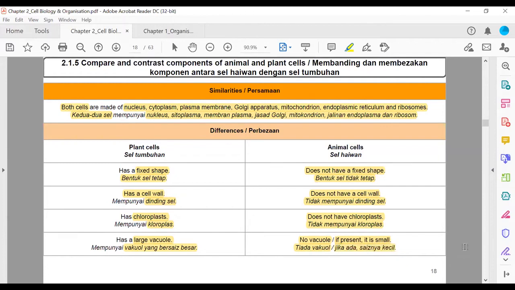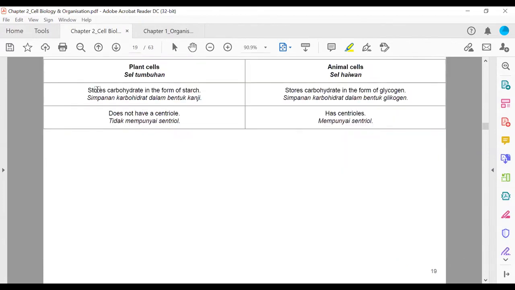Okay, very easy. Terusnya, stores carbohydrate in the form of starch. Simpanan karbohidrat dalam bentuk kanji. Stores carbohydrate in the form of glycogen. Simpanan karbohidrat dalam bentuk glycogen. Okay, apa maksud ini? Stores carbohydrate, simpanan karbohidrat.